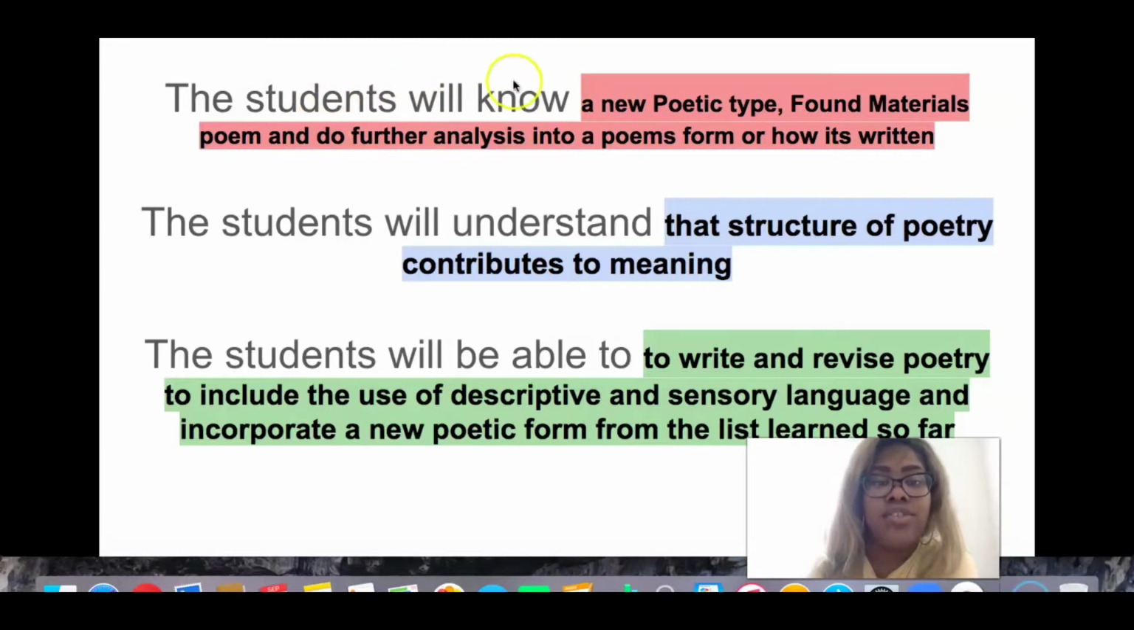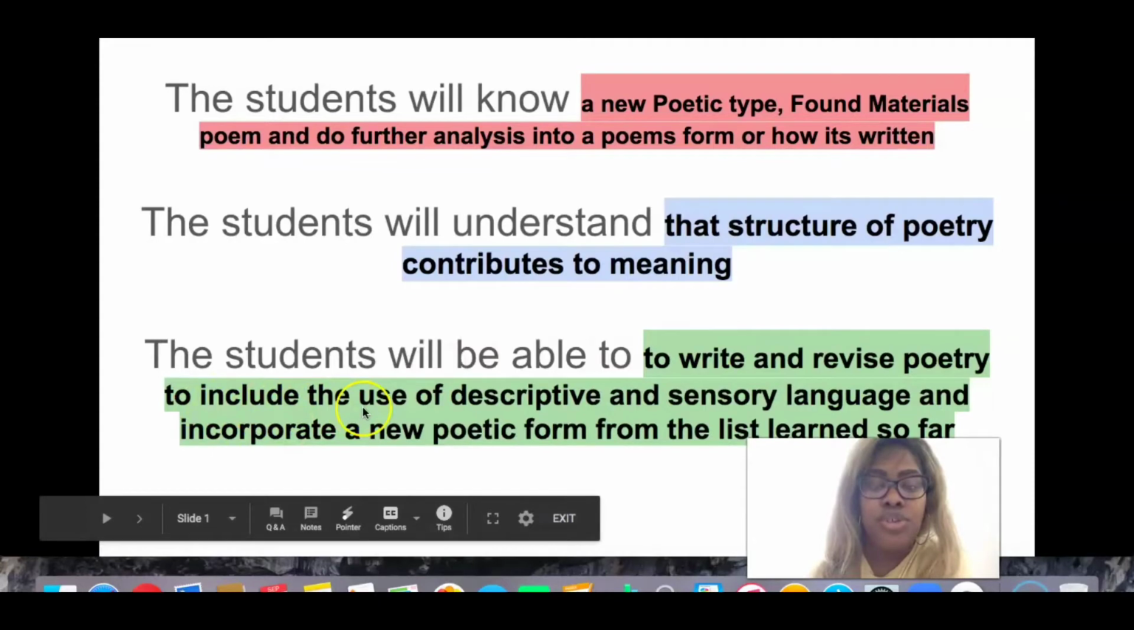The first thing that you guys are going to know at the end of this lesson is a new poetic type. That new poetic type is called a found materials poem. And you're going to do further analysis into this poem and look at how it's formed or how it's written. You will also understand that the structure of a poem contributes to its meaning, and you will be able to write and revise poetry to include the use of descriptive and sensory language and incorporate a new poetic form from the list learned so far.